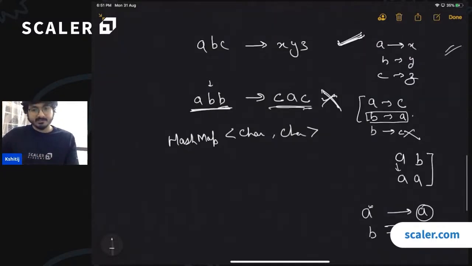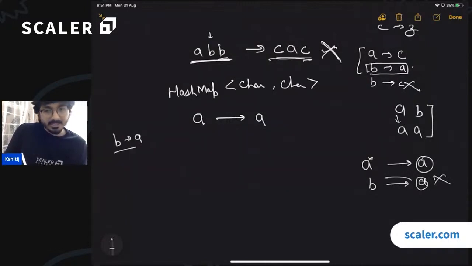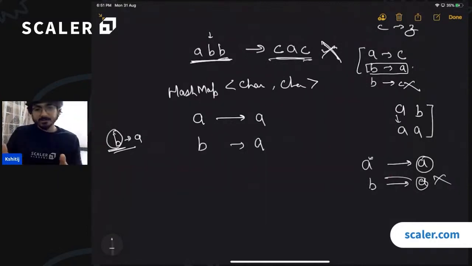But if we go by this approach, we'll put a mapping A to A, and then the next mapping that we are going to put is B to A. We will check the key. Key is not present, right? A is a different key, B is a different key. So we will insert this mapping as well. And according to our approach, this is going to give a right answer, which is wrong.